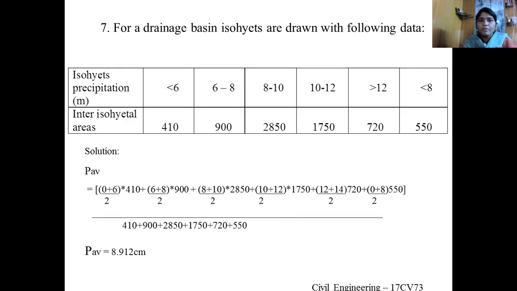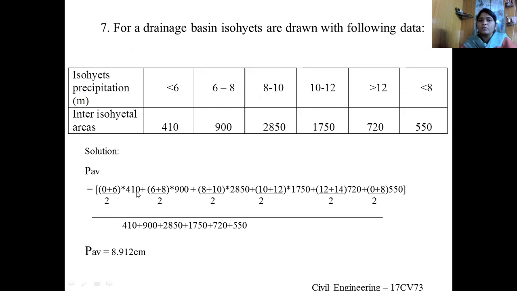The next problem, again, is the isohyetal method, where isohyets precipitation is given, and isohyetal areas are given. So less than 6, 6 to 8, 8 to 10, 10 to 12, greater than 12, and the last column is less than 8. In a few problems they will take values directly like 5, 4, 3, even 0 can be taken. So 0 is taken here.